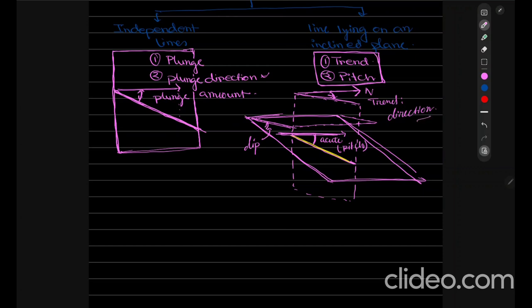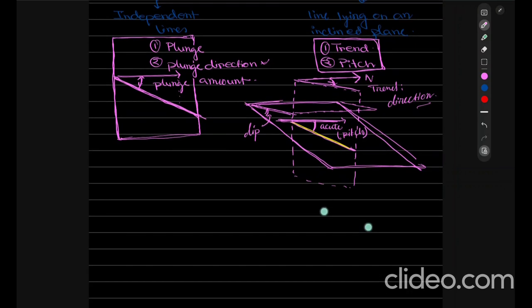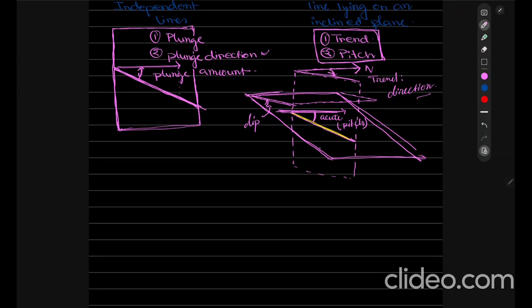Is it clear? So the pitch and the plunge will be same. When the pitch and the plunge will be same? When we calculate the pitch on a perpendicular section that containing the desired line. So this is the line, and I'm trying to calculate the pitch. So if this line is lying on an inclined plane, I am just simply calculating the acute angle between any of the strike end and this line. So this gives me the pitch.